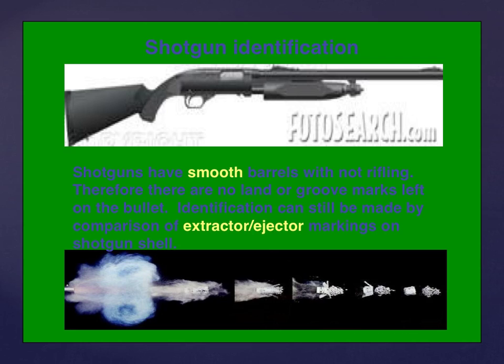Now, some of what we've been talking about really only works if that particular bullet came from a gun that has rifling. Shotguns do not have rifling. They have smooth barrels, no twists or turns or sections cut into the barrel whatsoever, so they don't leave any land or groove marks on the bullet. You can still do your identification for shotguns, however, by looking at the extractor and ejector markings on the shell. They still do leave very obvious markings on the cartridge. It's important that you know this.